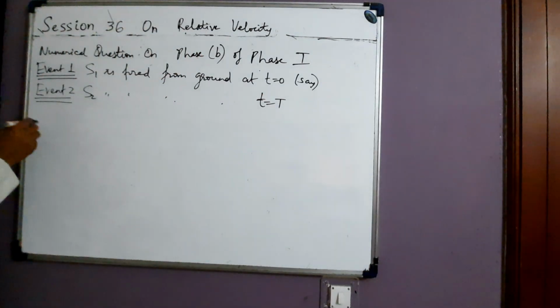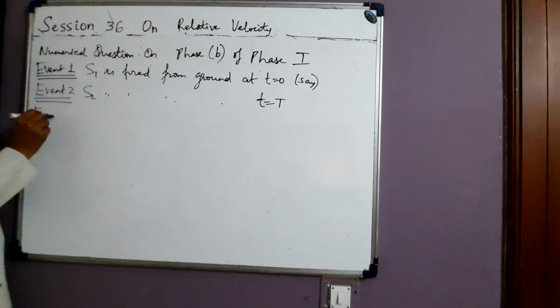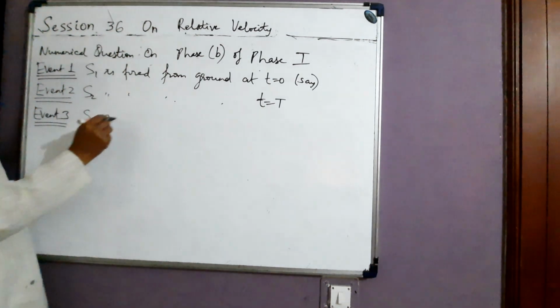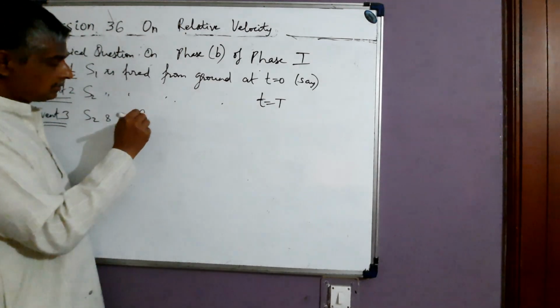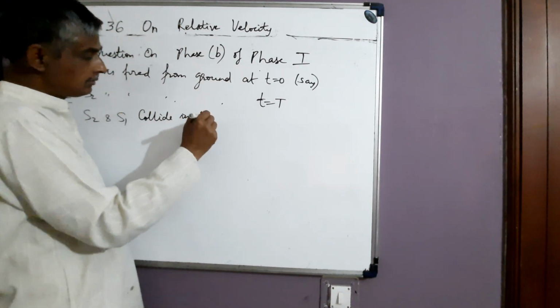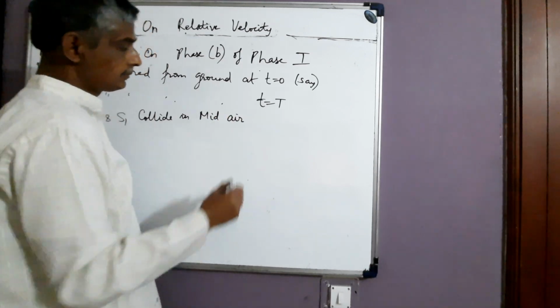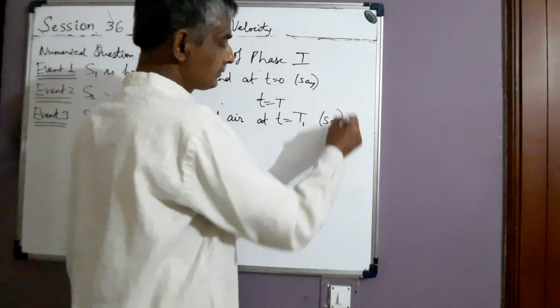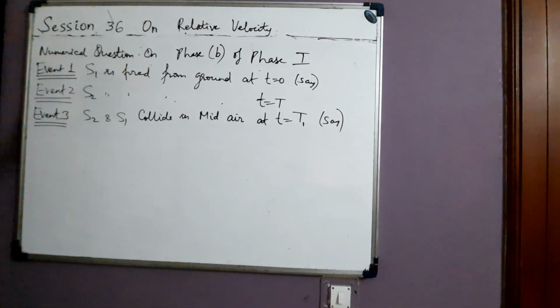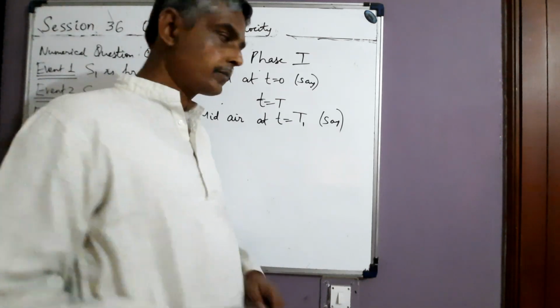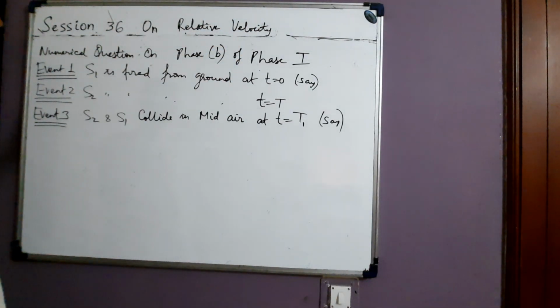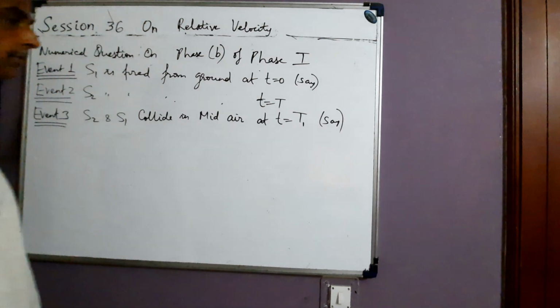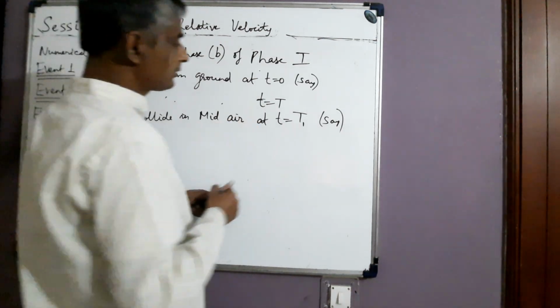And third event: S2 and S1 collide in midair at t equal to capital T1 seconds. Alright, these are the three events which are taking place. First event, S1 is fired from the ground at t equal to 0. Second event, S2 is fired from the ground at t equal to capital T. Third event, S2 and S1 collide in midair at t equal to T1 seconds. Now we have to determine the value of capital T.